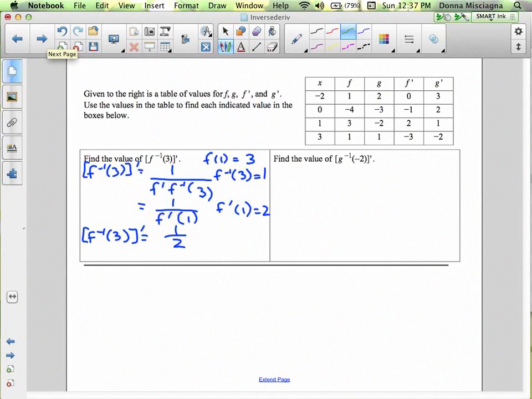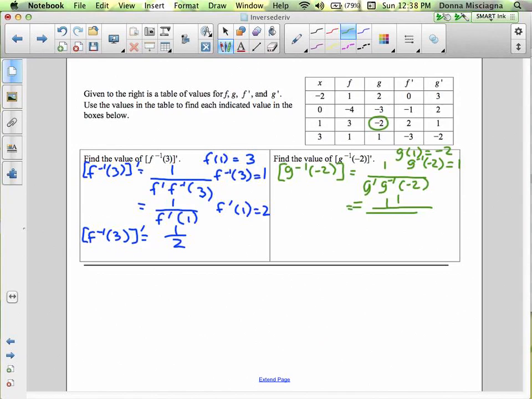All right, so the derivative of g inverse at -2 is equal to 1 over g prime of g inverse of -2. Right? So now let's look at where the value of g is -2. So g of 1 equals -2. Therefore, g inverse of -2 equals 1.